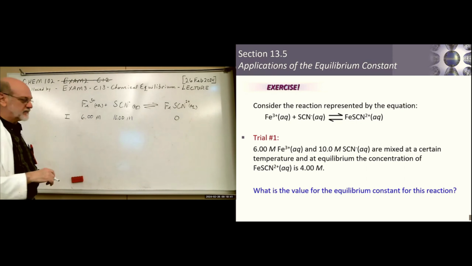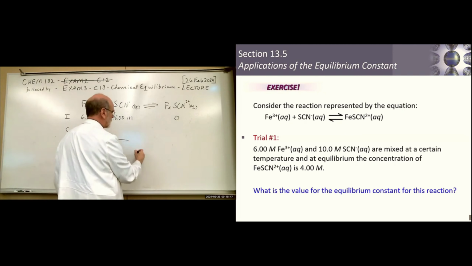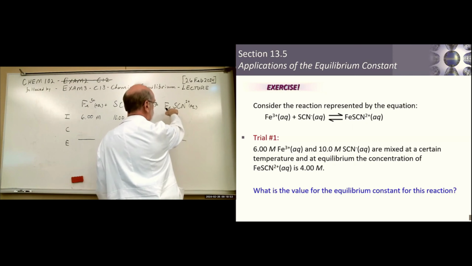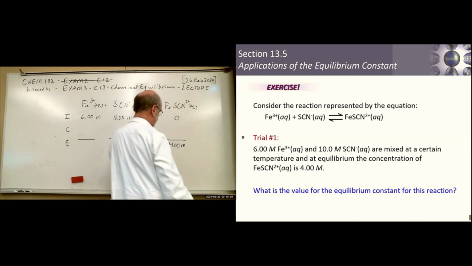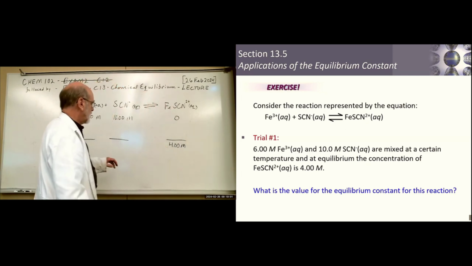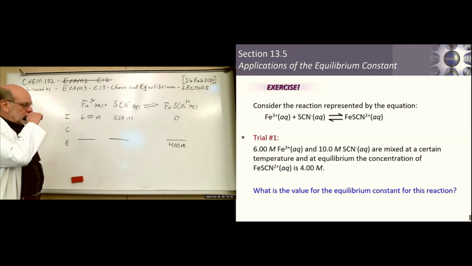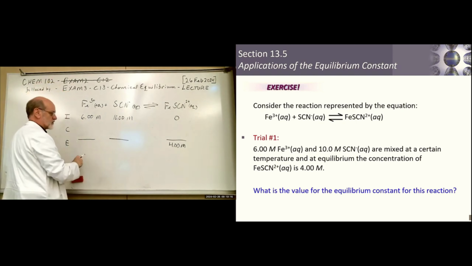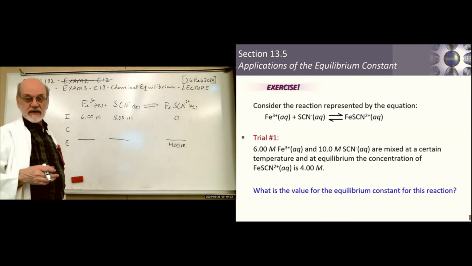What kind of change are we going to get? Well, we have to figure that one out, because we're given an equilibrium value for the iron 3 thiocyanate ion at 4 molar. This is at equilibrium. What I've just built is called an ICE table, for obvious reasons. Initial, change, equilibrium. So from this information, we can deduce these other two concentrations. And we need those in order to answer the question, which is, what's the equilibrium constant?